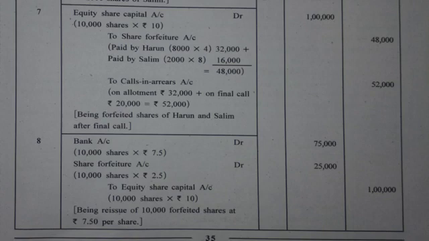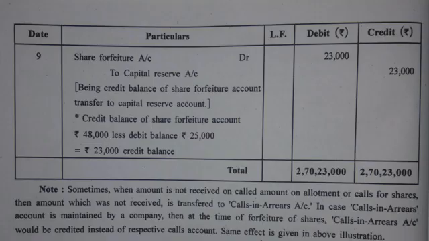So lastly, the last journal entry for transfer of amount of share forfeiture account to capital reserve account. 10,000 shares have been forfeited. 10,000 shares have been reissued. This is the amount received on those 10,000 shares. Out of this, 25,000 is offered as discount at the time of reissue. So the remaining amount is simply to be transferred to capital reserve account, which is 23,000 rupees. Yes, and that's all.